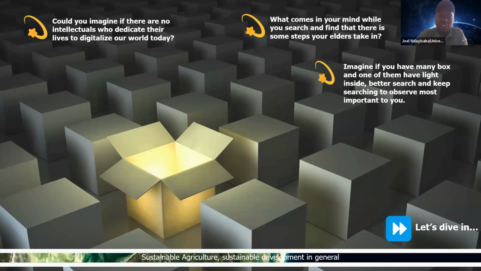So as a geospatial, GIS and remote sensing user, I can suggest anybody here to use Digital Earth Africa, and even other platforms, because whether you want to be an Earth observer, you must know geospatial technologies. So I've found Digital Earth Africa to be like finding one of the light boxes among different boxes that host no light inside. Let's dive in.